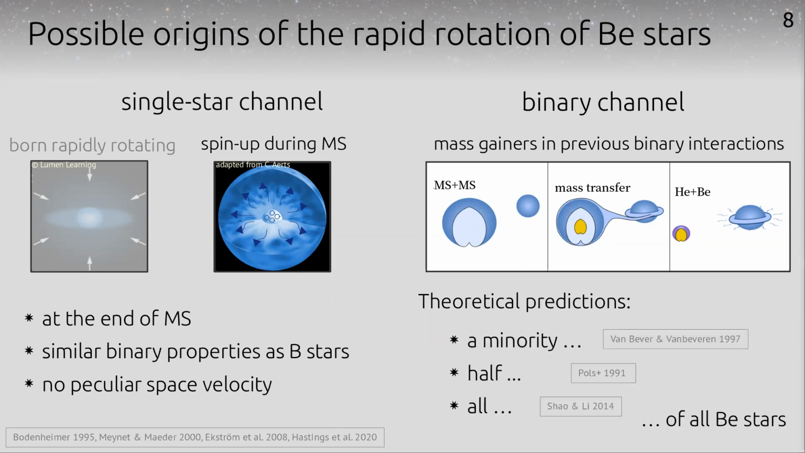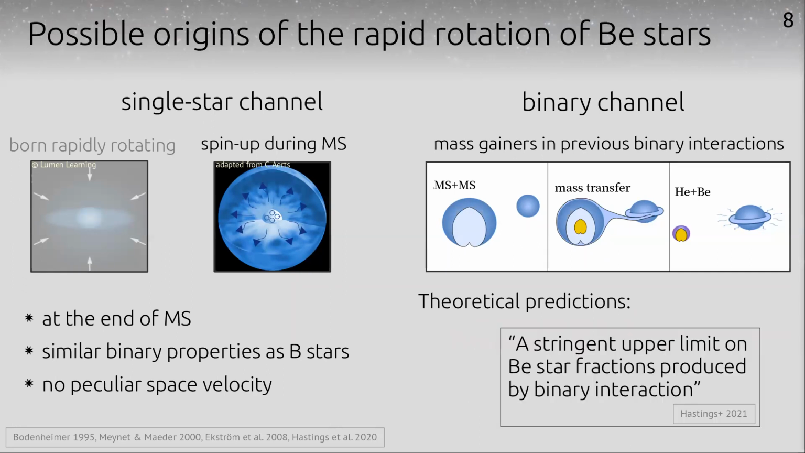What the theoretical predictions are for this channel is a bit more vague. There have been different works. They have shown that this binary channel, theoretically, can account for either a minority, half, or all of the BE stars. So theory is not really converging on how important this channel can be.